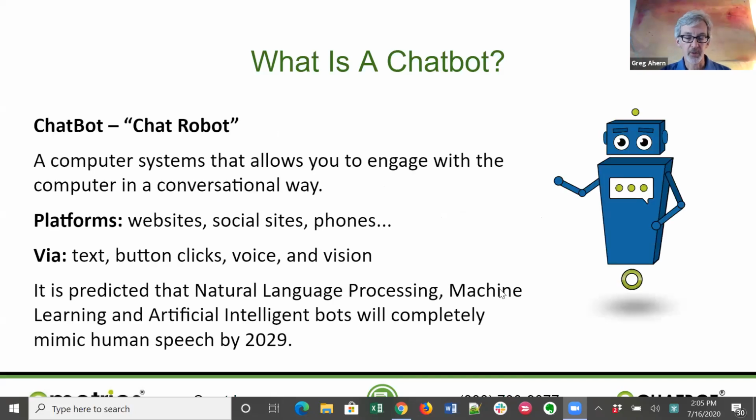So what is a chatbot? A chatbot is a chat robot. That's where it originally came from. These are on everywhere, from websites, social sites, your phones, smart speakers, etc. And they can be accessed through text, buttons, voice, vision. The ones we're focusing on are text and buttons. Voice is very simple to add on. Vision is like a whole other thing.